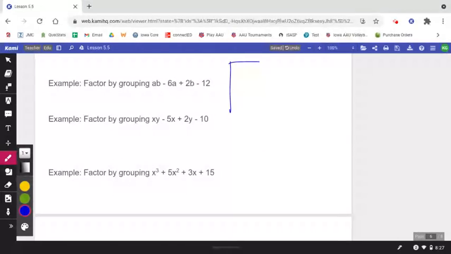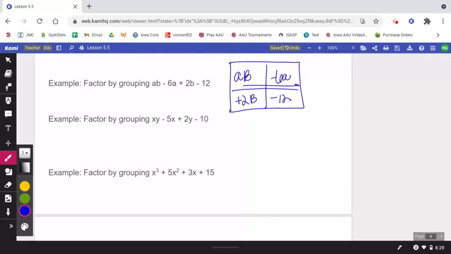So I start here with AB minus 6A plus 2B minus 12. So this way all they have in common is A. This way all they have in common is positive 2. This way they have in common B, and this way they have in common negative 6. So what was FOILed to get this is A plus 2 and B minus 6.